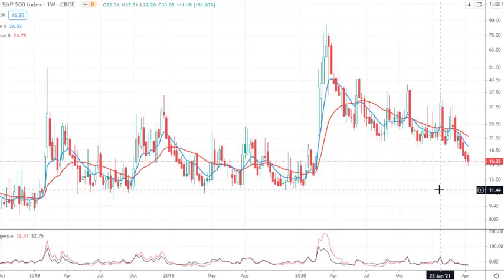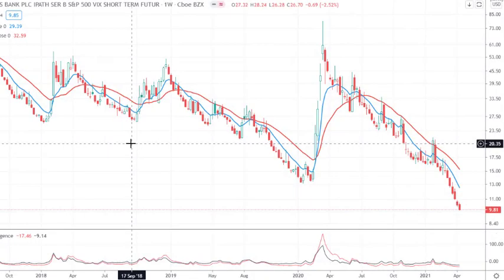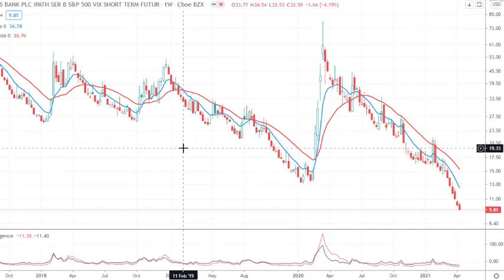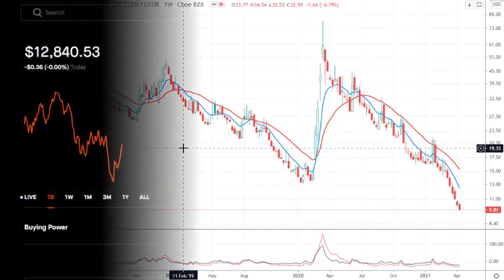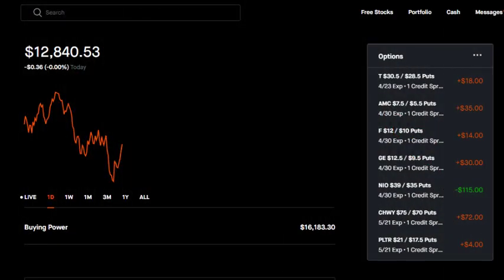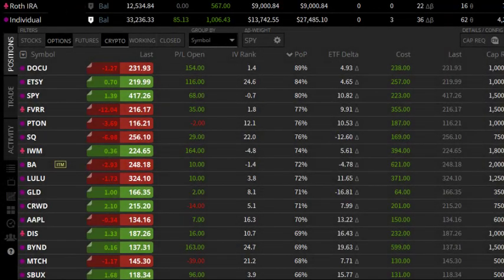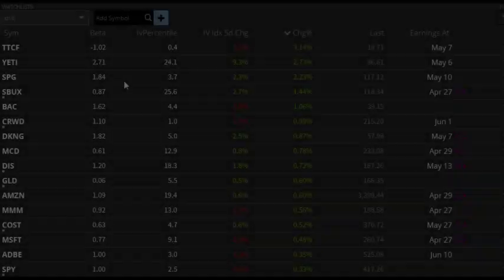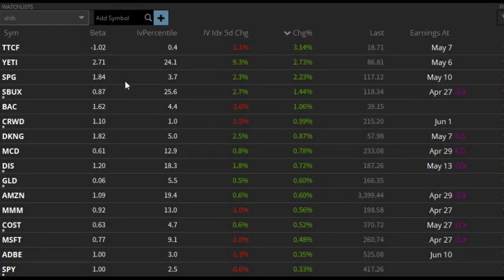Then I want to introduce the idea of VIX, which is the volatility index for the S&P 500. And then we'll talk about VXX, which is the ETF that allows you to trade VIX, even on platforms like Robinhood. Then, of course, I'll go over my Robinhood portfolio and my Tastyworks portfolio. Then I will finish up this episode with my watch list.